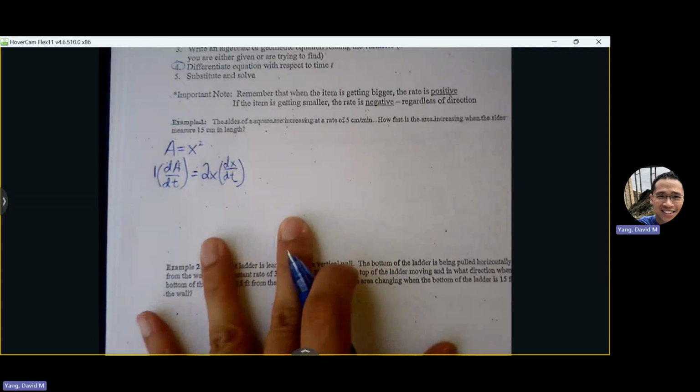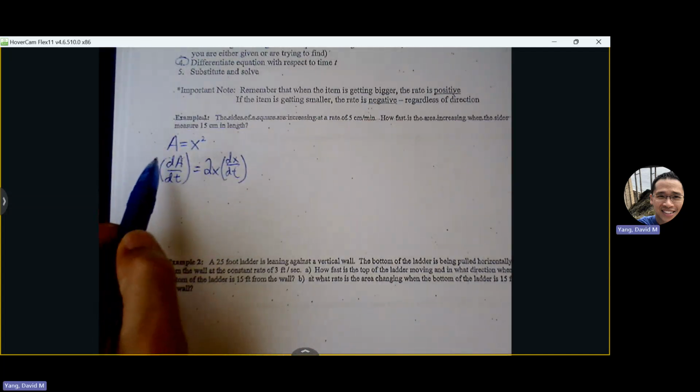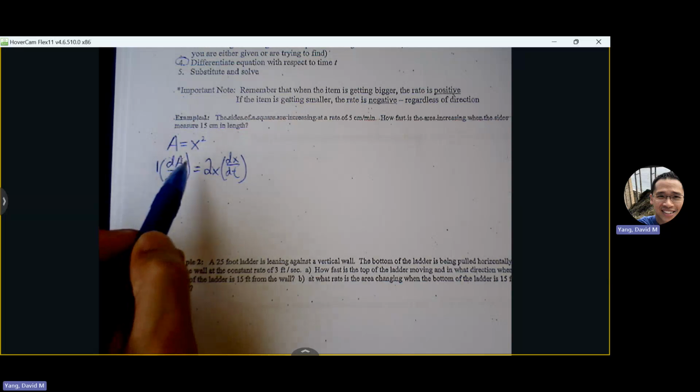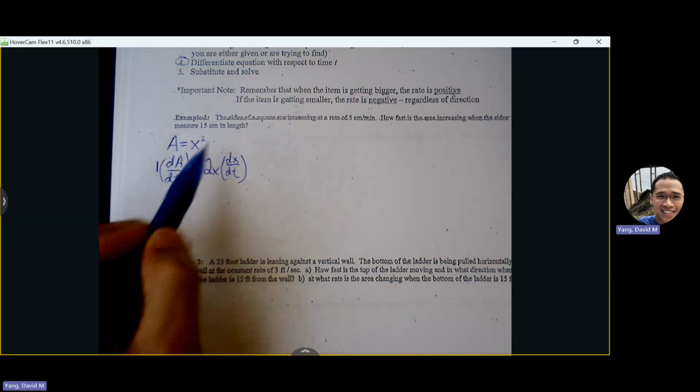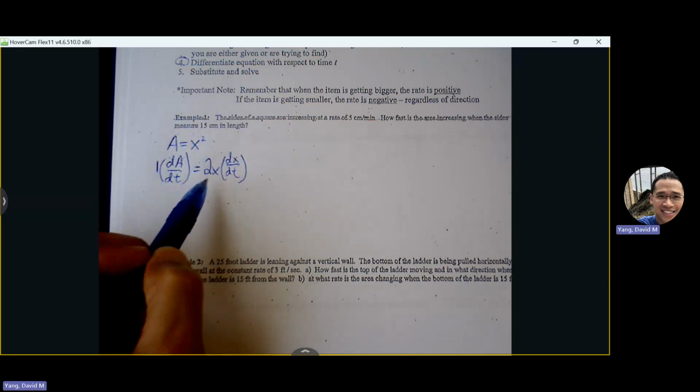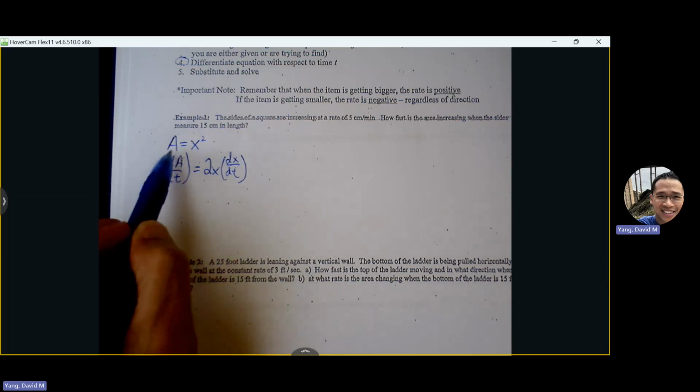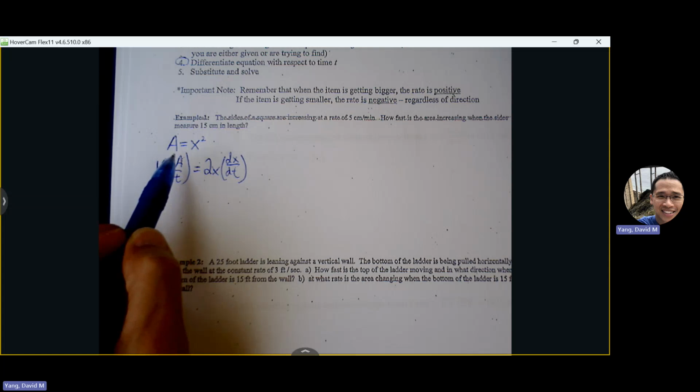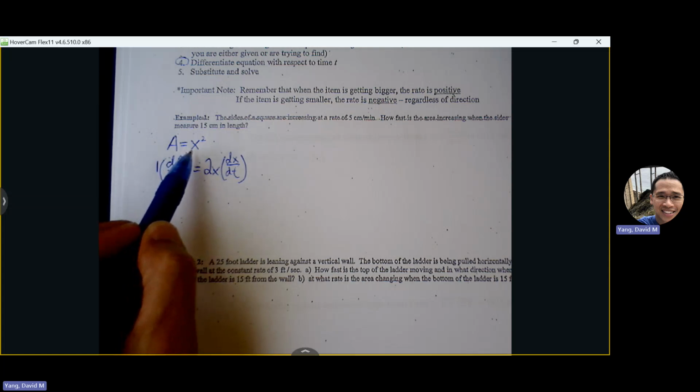Okay. All right, let me talk about what these variables mean. So we can begin to assign some values to these variables. A represents the area of the square at a specific moment in time. X represents the length of the square at a moment in time.